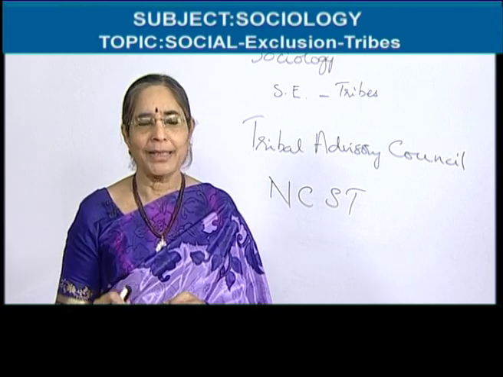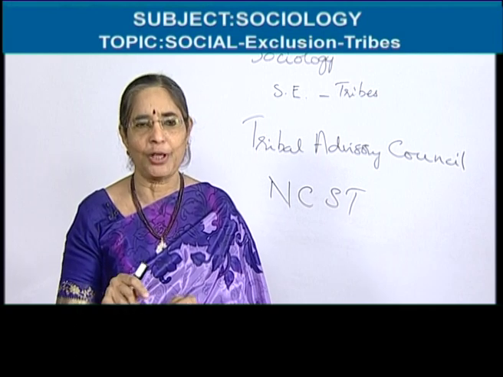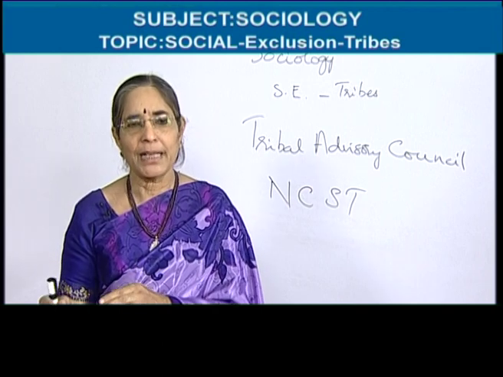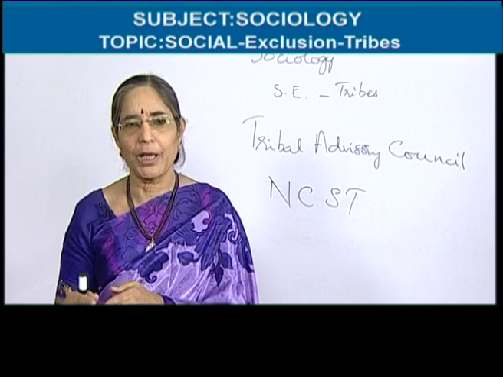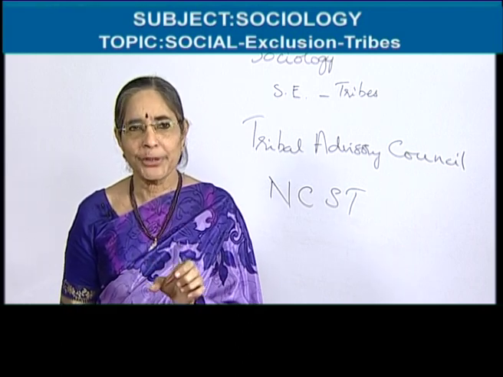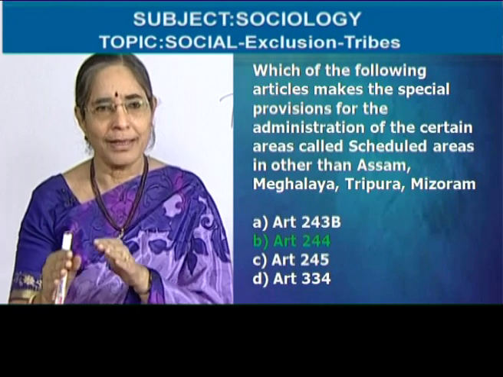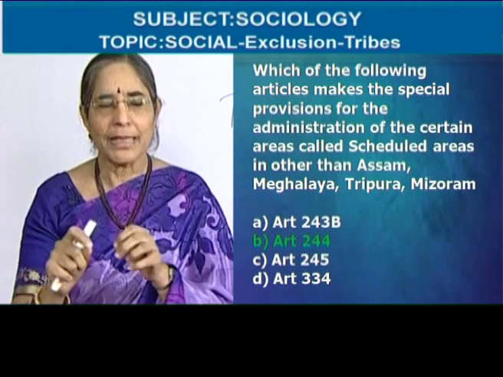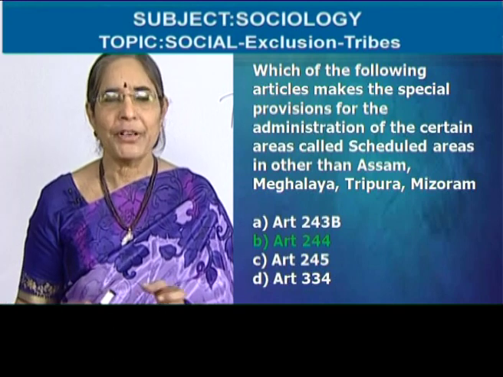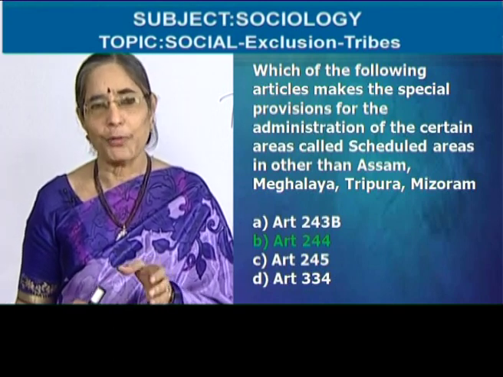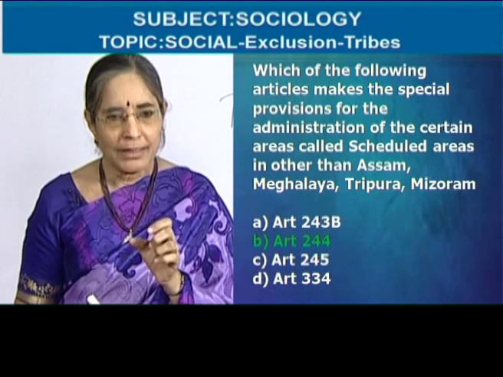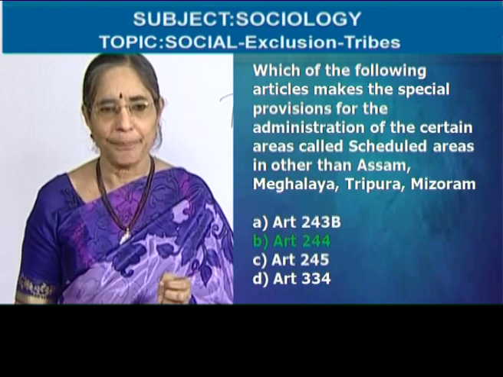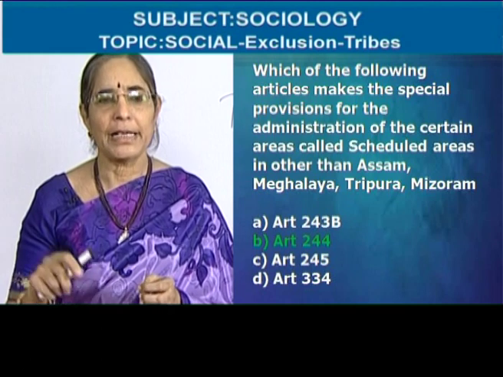Which of the following articles makes the special provisions for the administration of the certain areas called scheduled areas in states other than Assam, Meghalaya, Tripura and Mizoram? Here, please remember students, the question is not on northeastern area, it is in a negative way, other than northeastern area. Let us see what answers are there. First answer is Article 243B. Article 244 is the second answer. Third answer is Article 245. Last answer is Article 334.